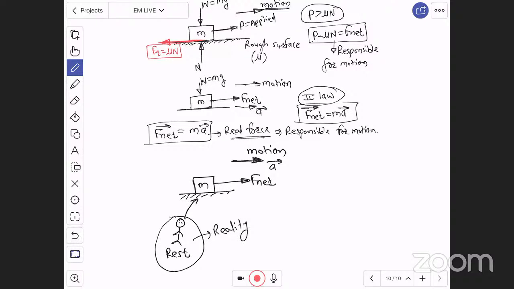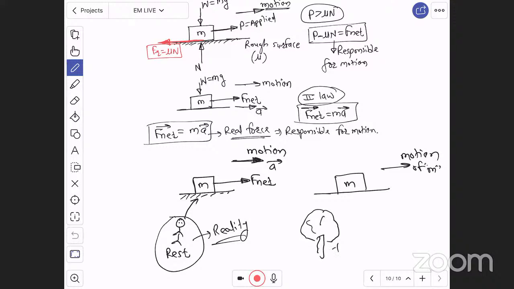Now let us understand the same motion. Motion is still the same, my dear students. The motion of the mass is towards right. Now here there is one tree, which is at rest. It will not move, it is at rest.